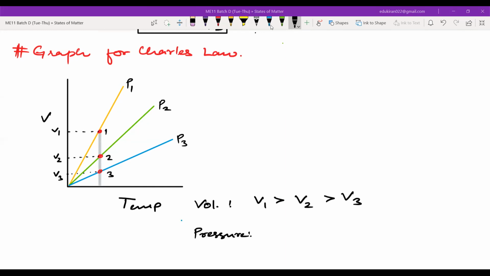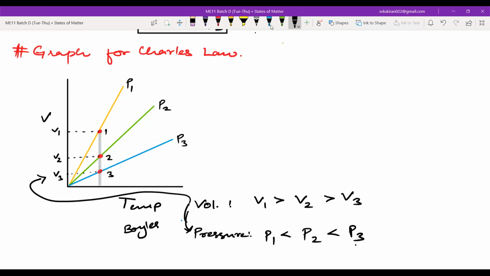That means if the volume has this order, the pressure will have inverse order. So we can write now P1 is smaller than P2. It is smaller than P3. P3 will be highest. All of you understood this? We can get the volume from the graph, and we can get the pressure from Boyle's law. Is it clear, everyone?